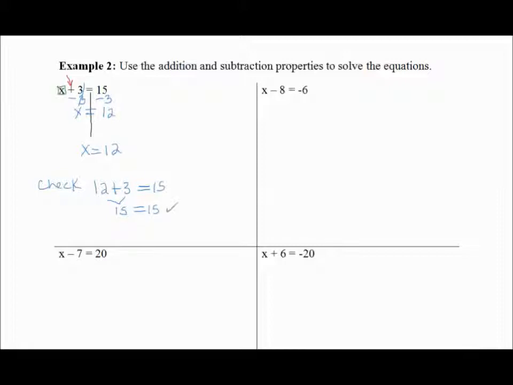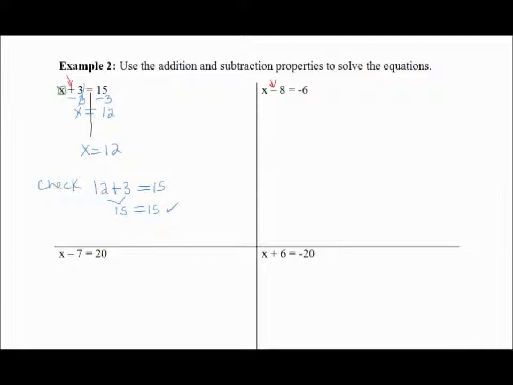It checks out. That lets you know you have the right answer. Let's go ahead and look at the next one. On this one, I have x minus 8 equals a negative 6. So what I focus on, I need to focus on that sign, minus 8. And I know that I have to do the opposite.